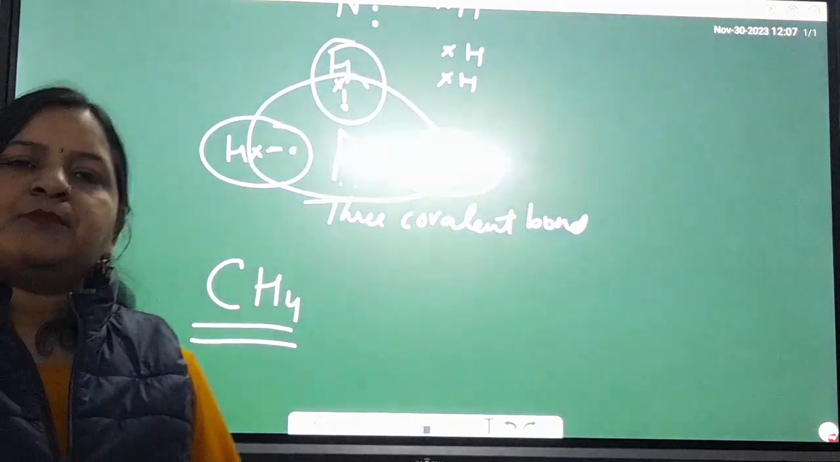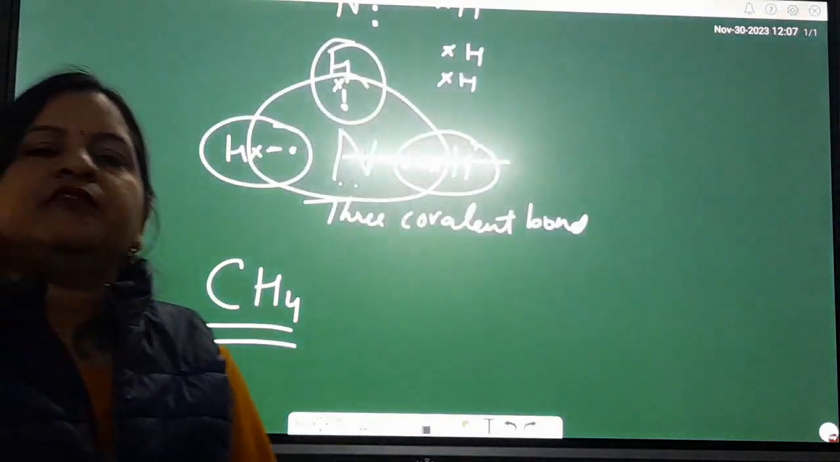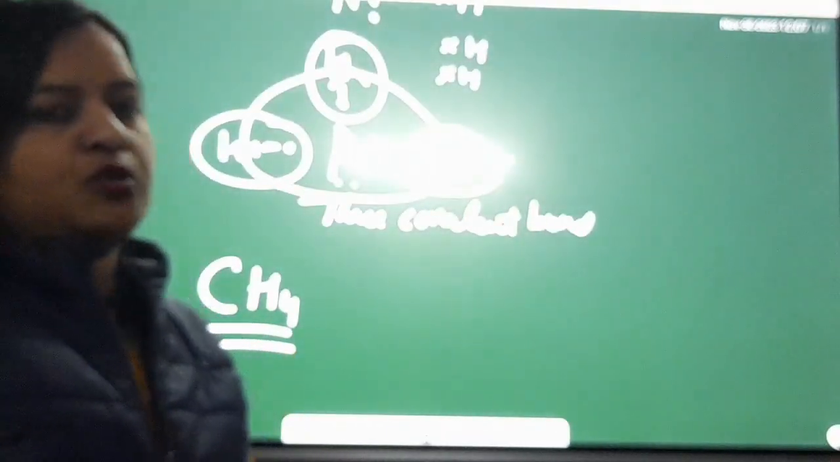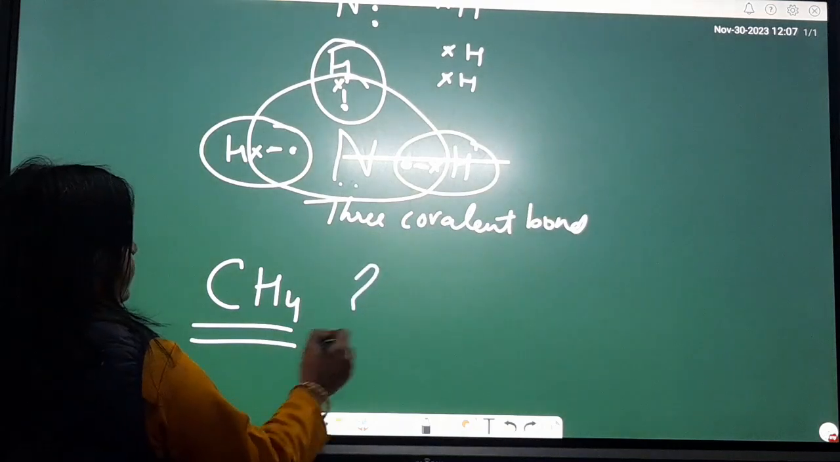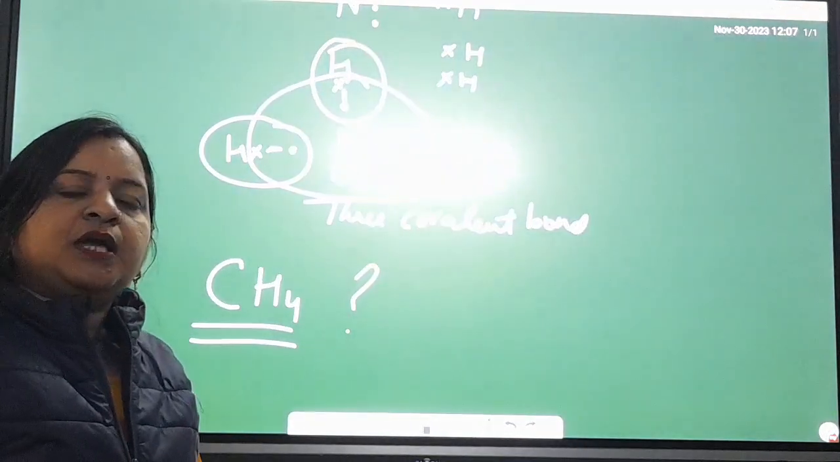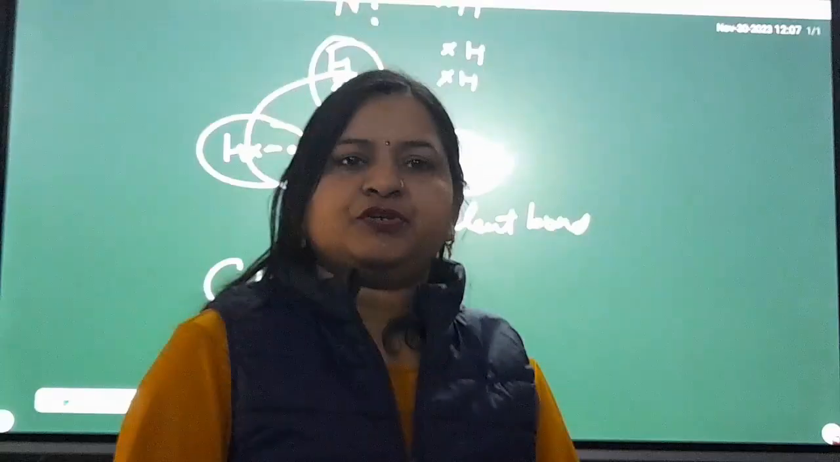In the same way, you can make the compound CH4. Now we are coming back to our chapter on carbon. How does carbon form the covalent bond with the hydrogen atoms? So you will try to do this, and we will clear it in our next video. Thank you.